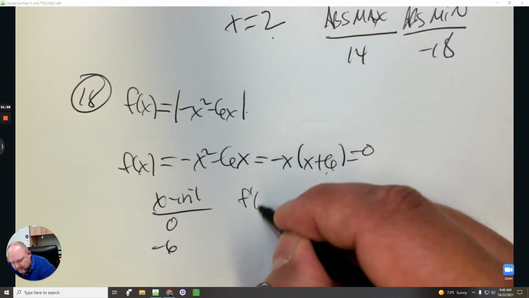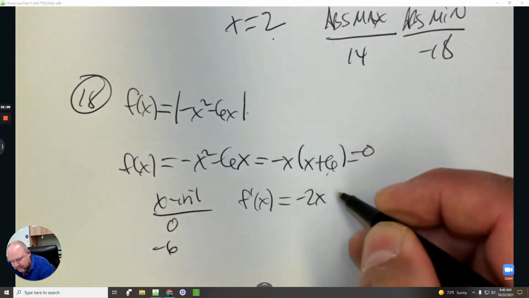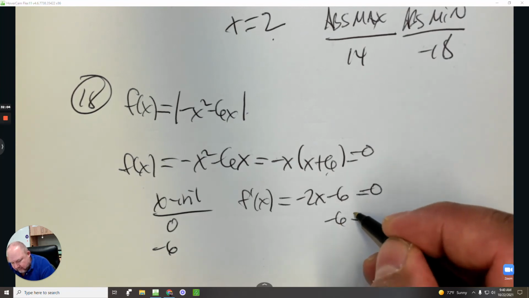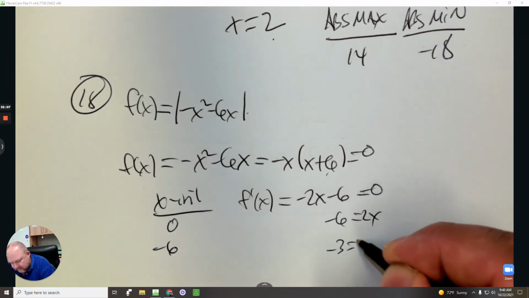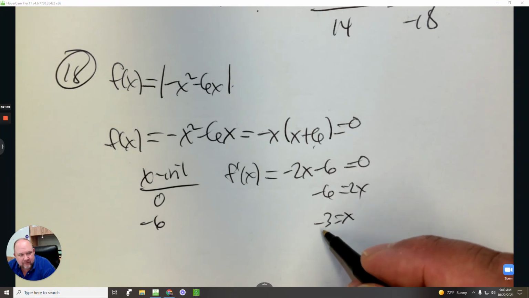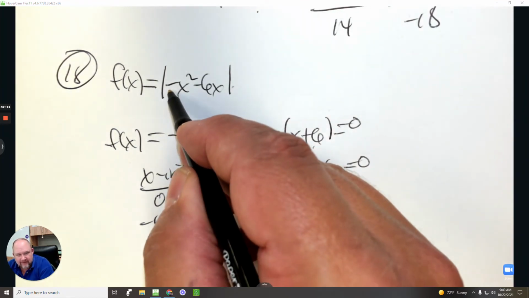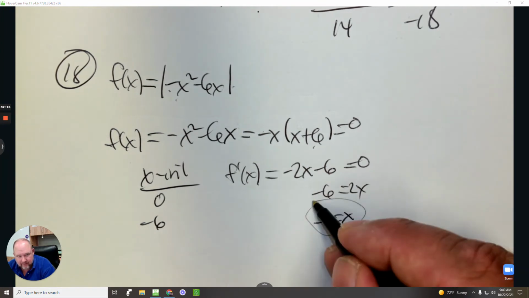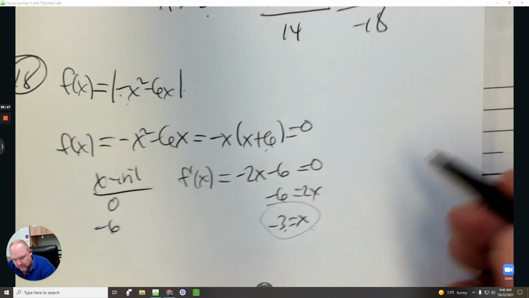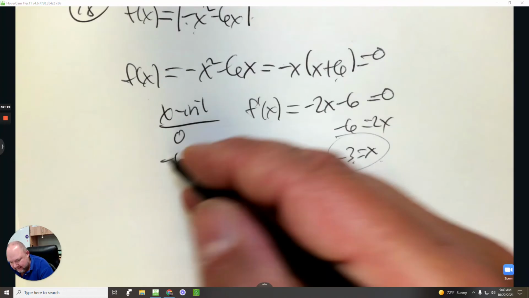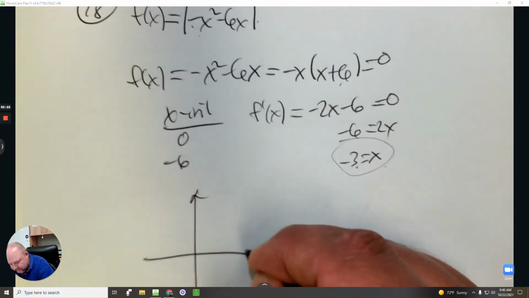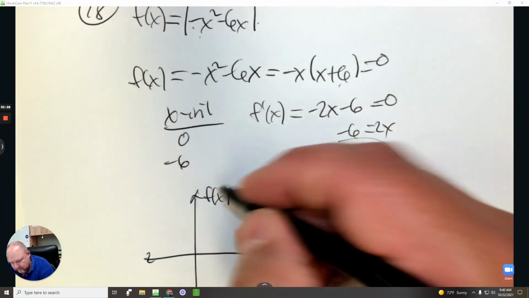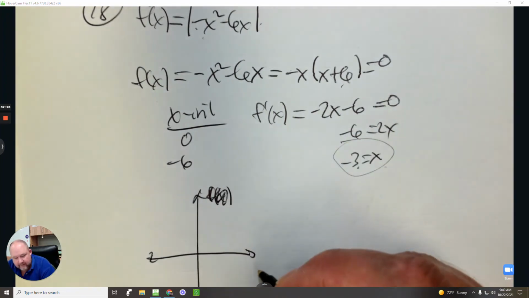If you took the derivative, you get negative 2x minus 6, make it equal to 0. If you add 2x and then divide, you can see negative 3 is a turning point. I know because it's a negative x squared that it is concave down, and that is a maximum because of concavity. So if I was going to graph f of x without the bars, this is what it would look like.